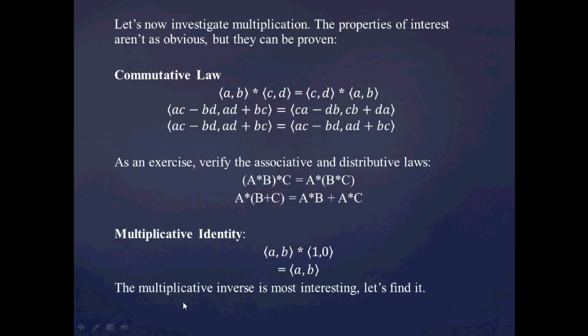And lastly, we might be interested in seeing what the multiplicative inverse is. That is, given a number AB, I want to find some other number, let's call it CD, such that AB times CD gives me the identity, 1, 0. So let's find that multiplicative inverse. Here I have the statement for the multiplicative inverse. That is, if I'm given some number AB, I'm asking what number CD has the property that AB times CD gives me the multiplicative identity, 1, 0.